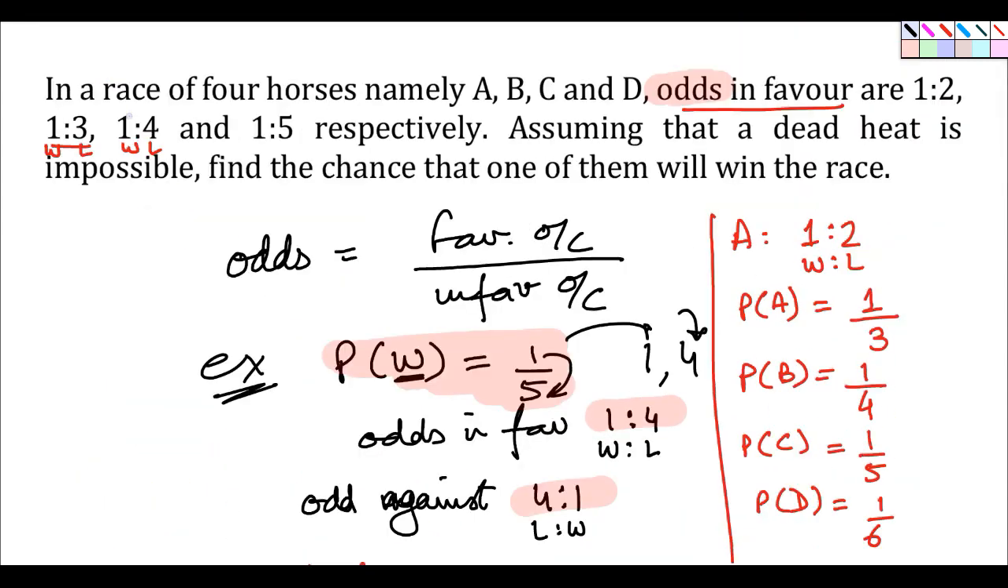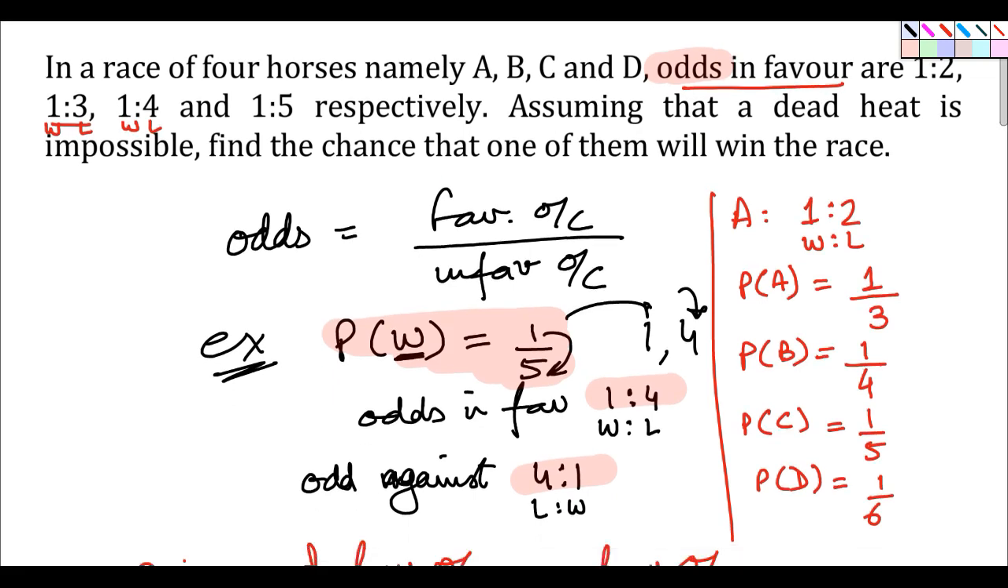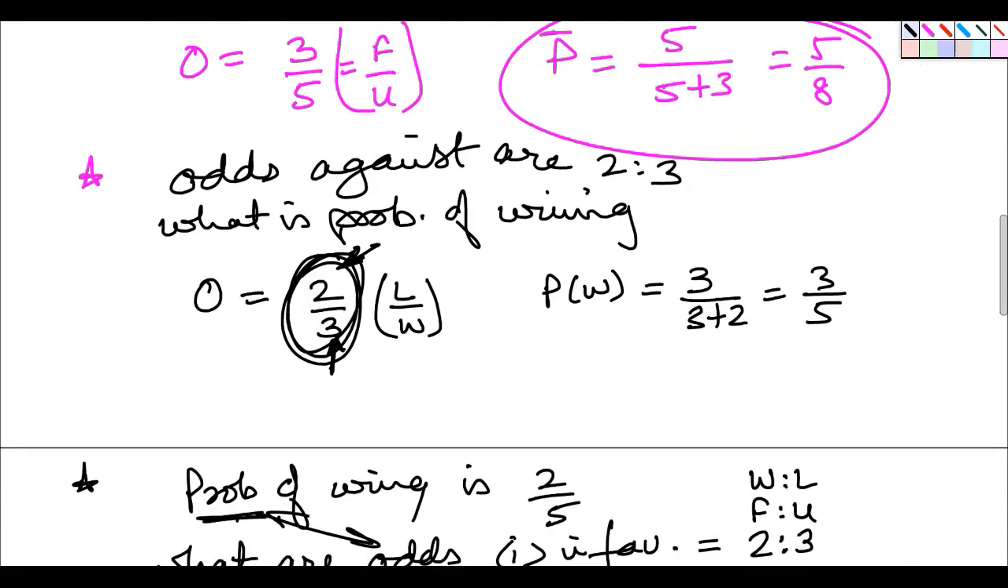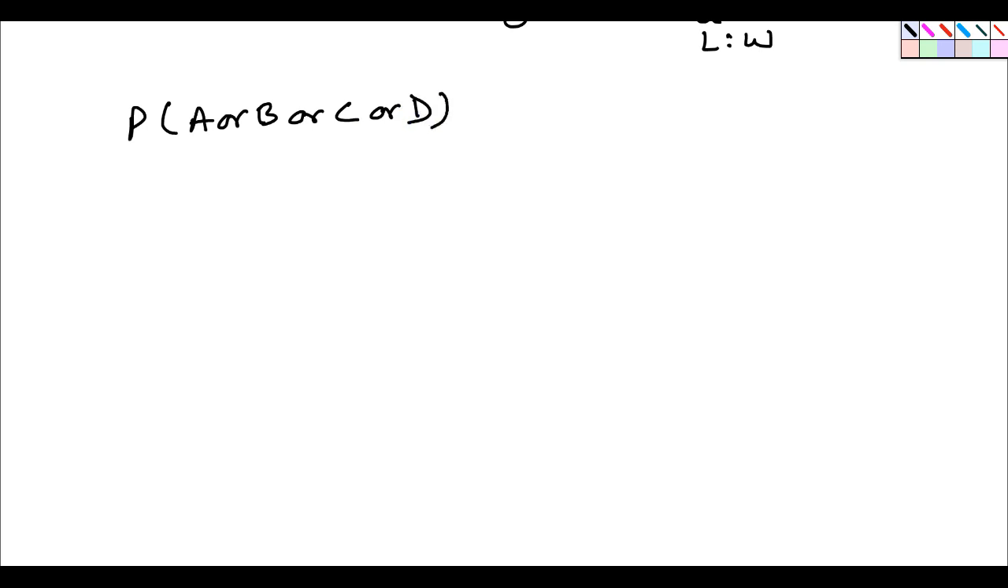What does the question say? In a race of 4 horses, namely A, B, C and D, the odds are given. Assuming that a dead heat is impossible, find the chance that one of them will win the race. Dead heat is impossible, meaning it cannot be a tie. No 2, 3, 4 horses can come at the first spot. So there will be definitely one and only one winner. They are asking what is the probability that either A or B or C or D will win the race.